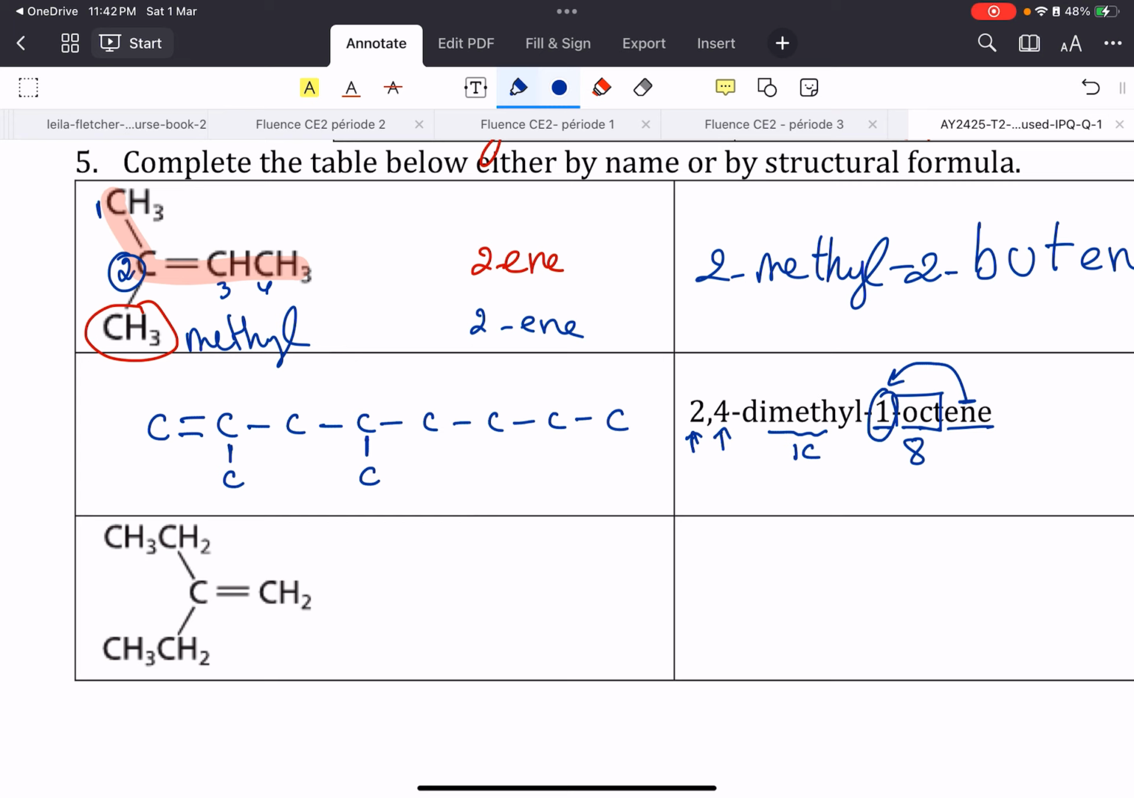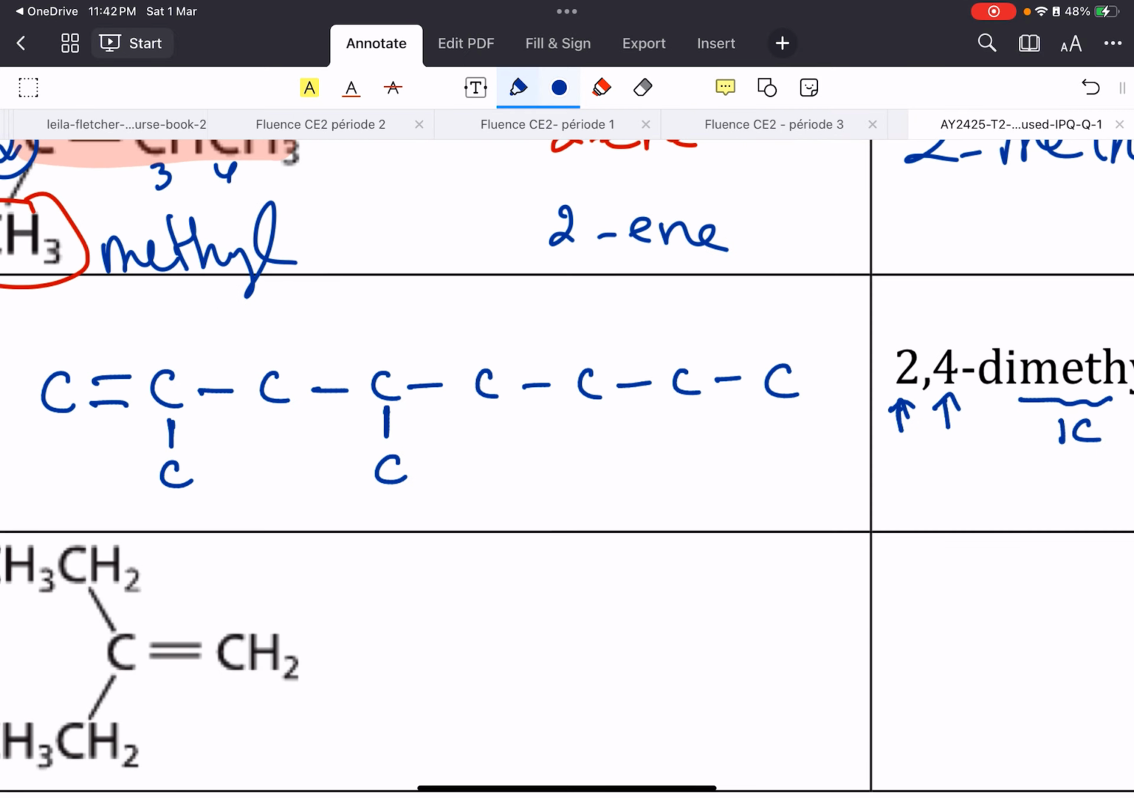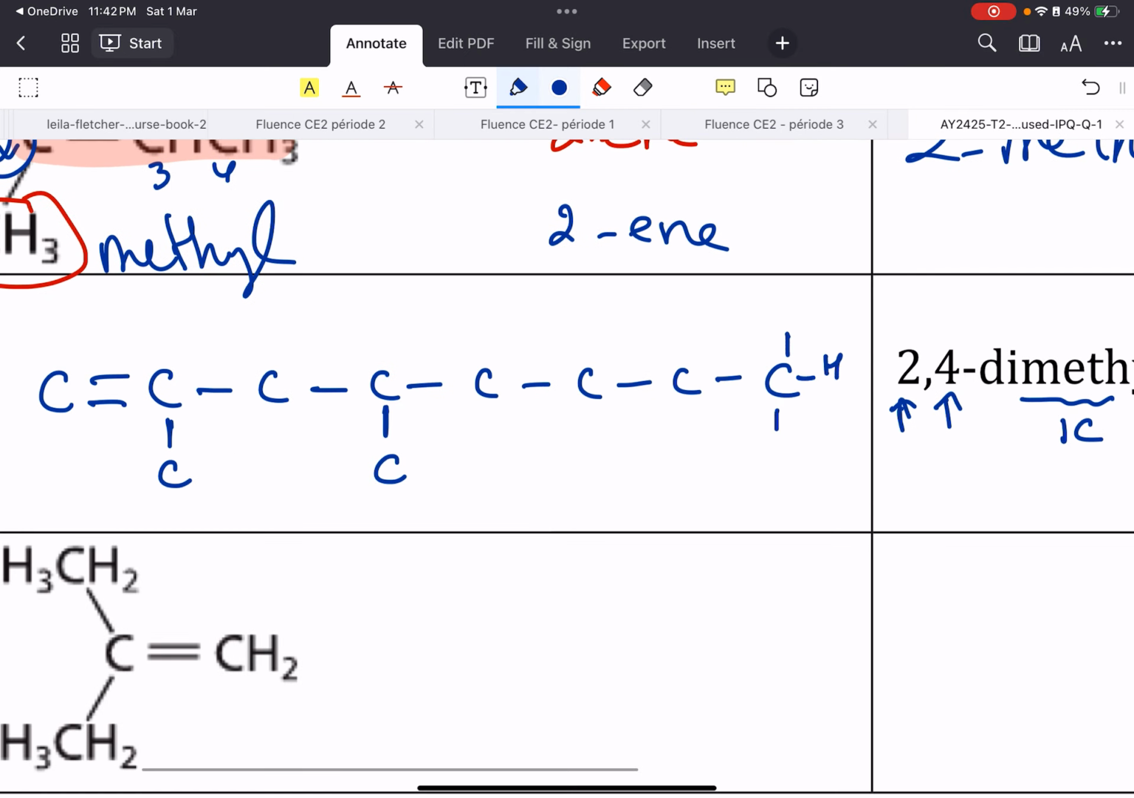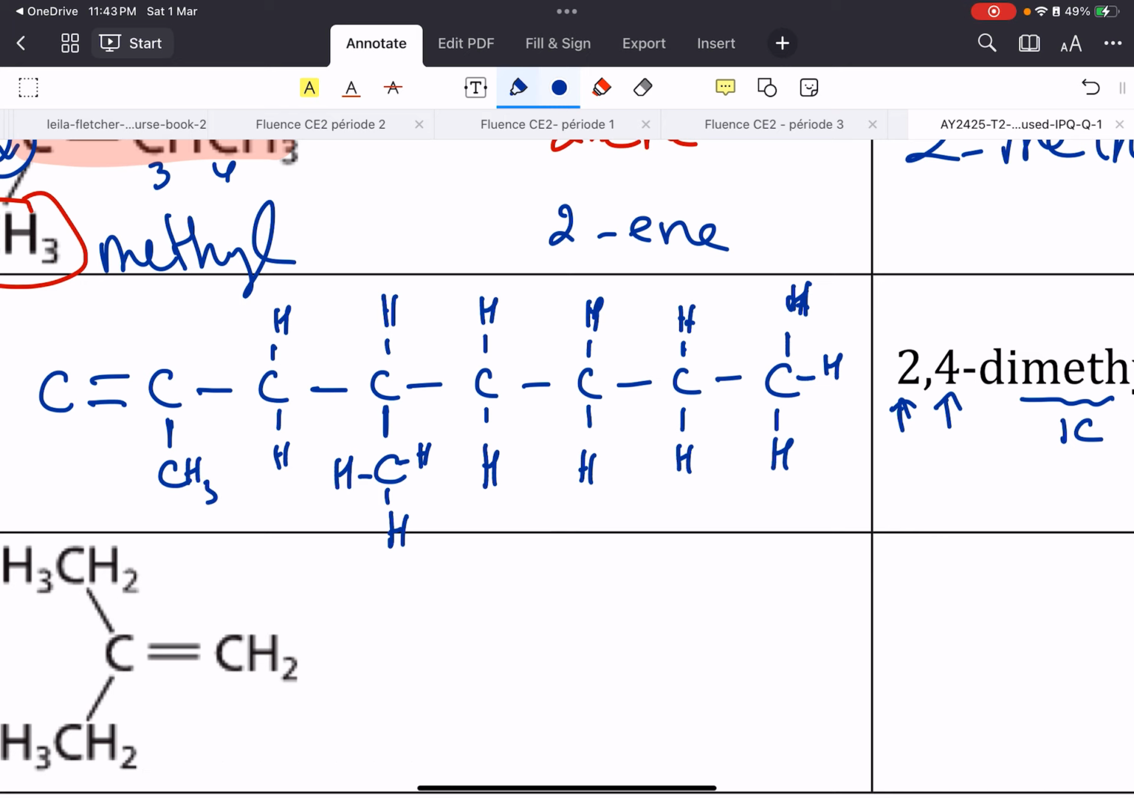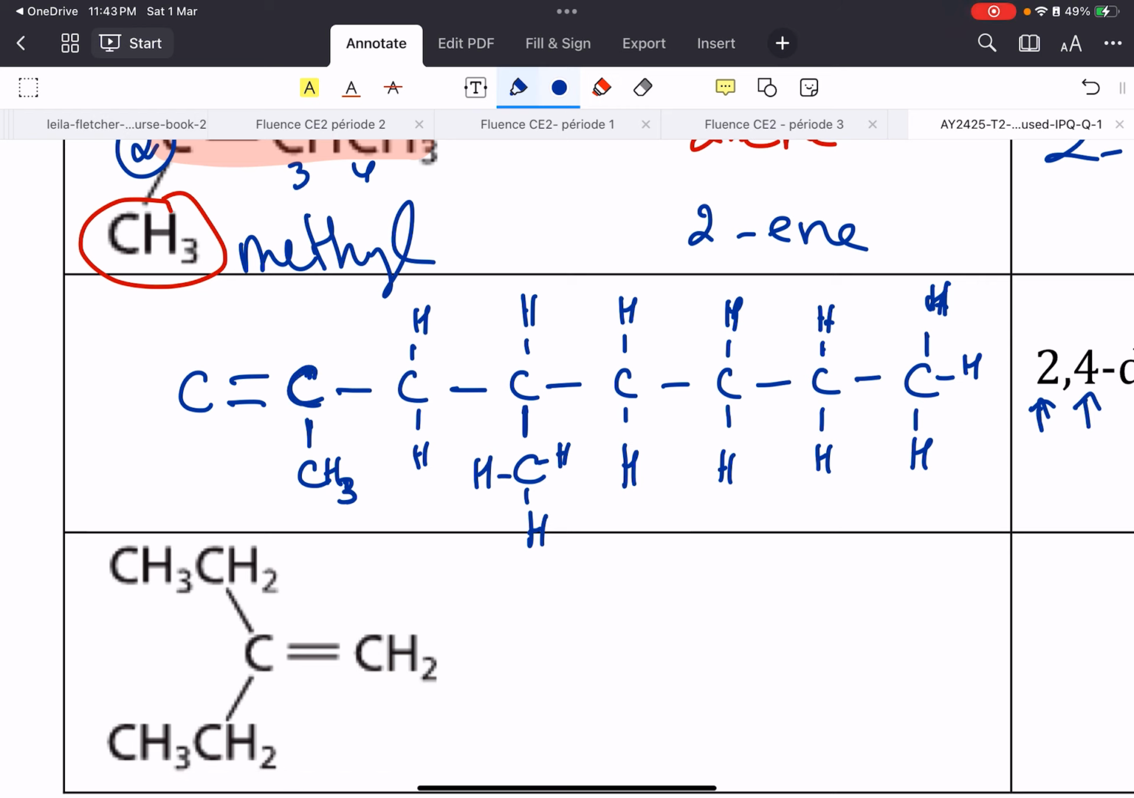Now I'm done with the skeleton form. I will complete the bonds with hydrogens. Do not forget this step. This is a very common mistake for students. They always forget to draw the hydrogens. You can also write the hydrogens like that instead of spreading them. This carbon will not take any more hydrogens because it already has 4 bonds.